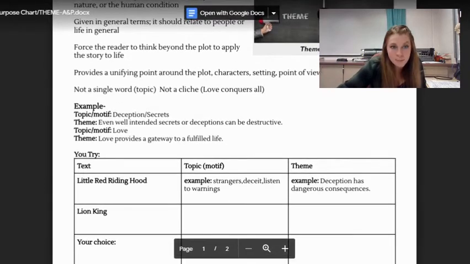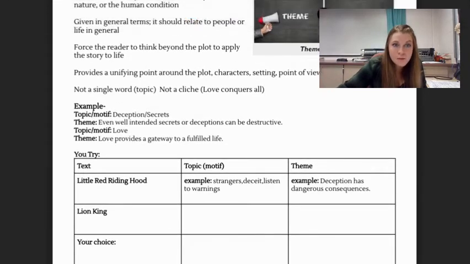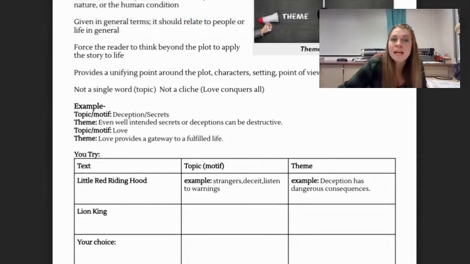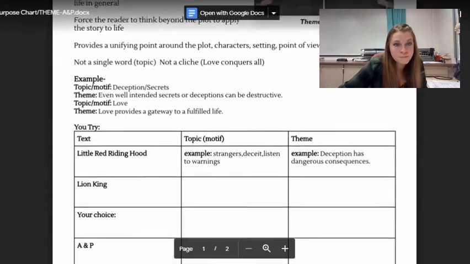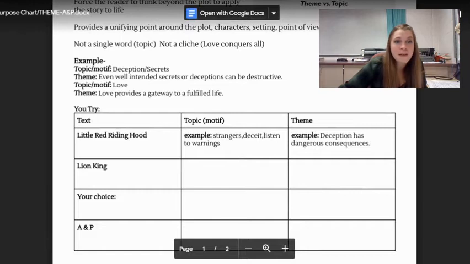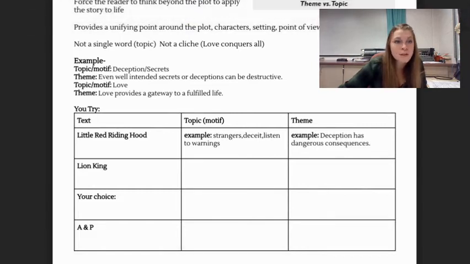So here are some examples for you. The topic or motif might be deception or secrets, but then the theme, where we apply these topics and put them into a statement, is going to be: even well-intended secrets or deceptions can be destructive. Then we have another one, love, and the topic can be transformed into a theme through this statement: love provides a gateway to a fulfilled life.